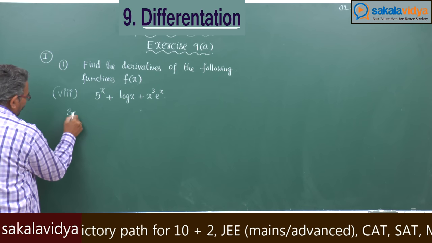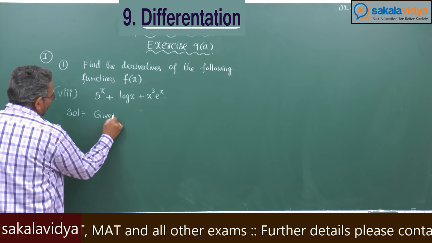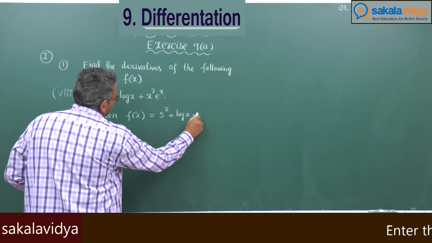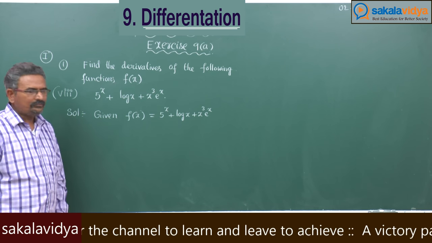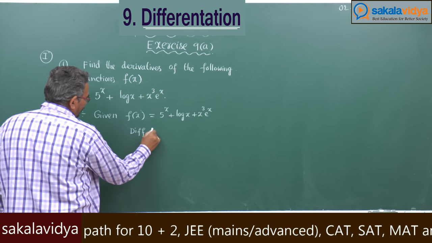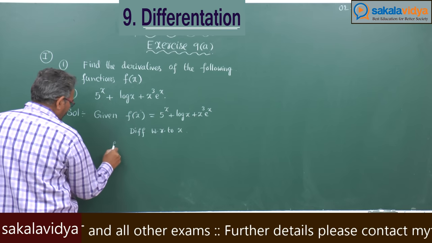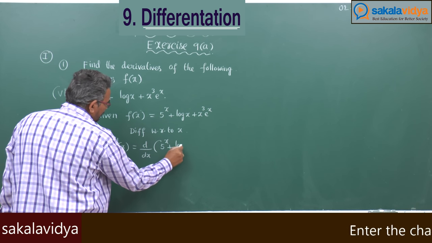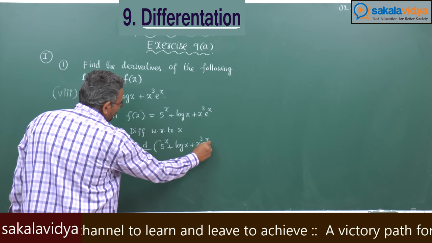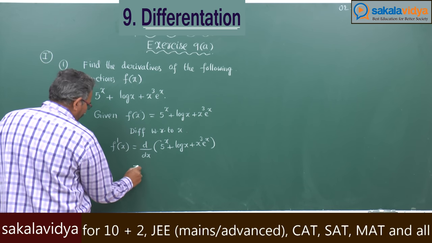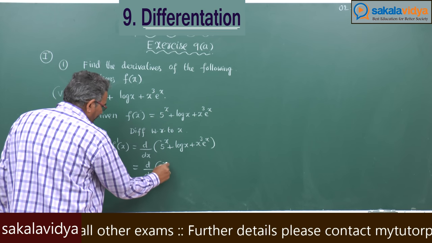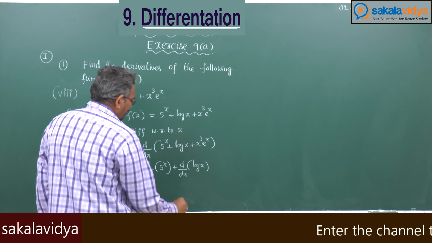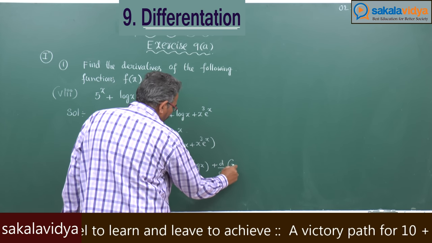So, now the solution. Given f of x is equal to 5 power x plus log x plus x cube e power x, differentiate with respect to x. So, f dash x is equal to d by dx of 5 power x plus log x plus x cube e power x. So, now d by dx of 5 power x plus d by dx of log x plus d by dx of x cube e power x.